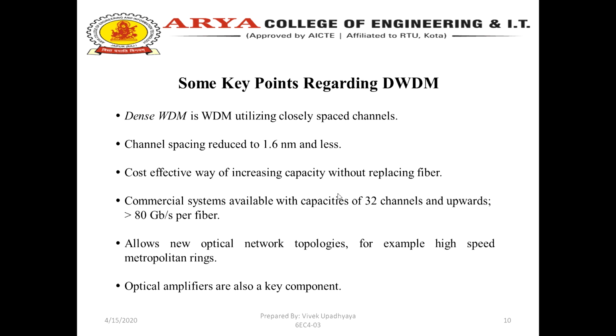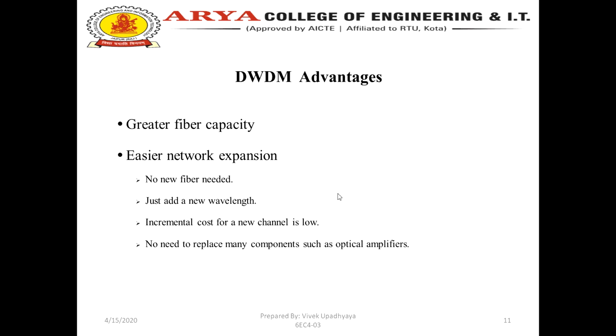Commercial systems are available with capacities of 32 channels and upward, up to 80 Gb per second per fiber. It allows new optical network topologies, for example, high-speed metropolitan rings. Optical amplifiers are also key components of DWDM systems.